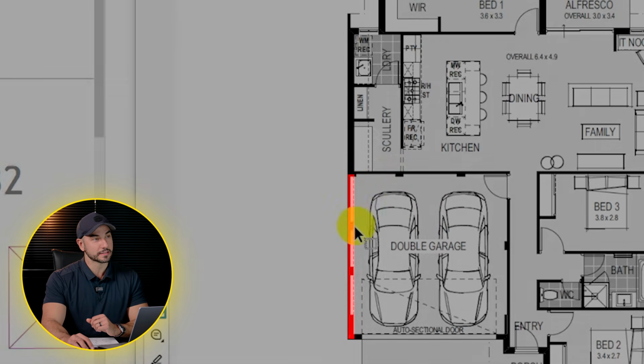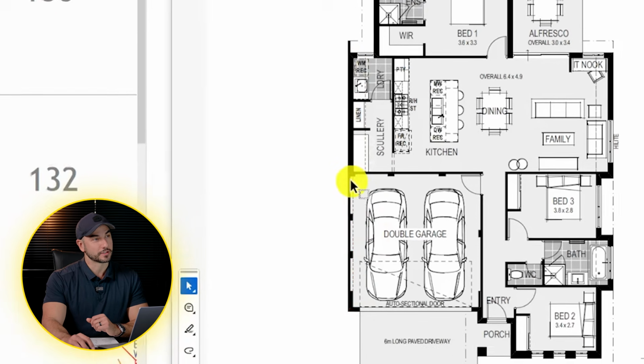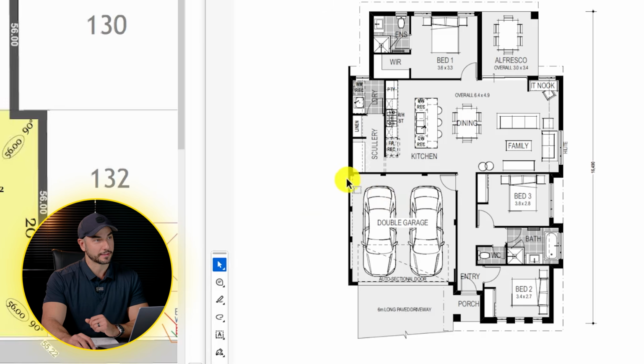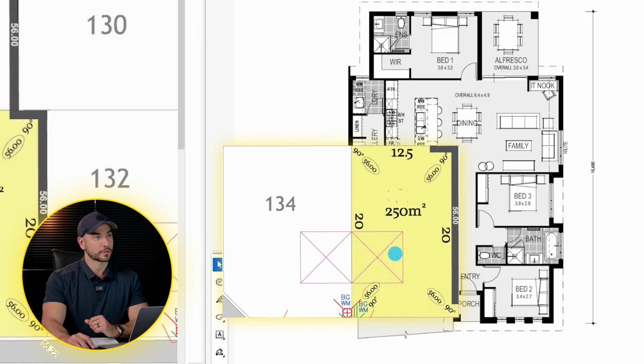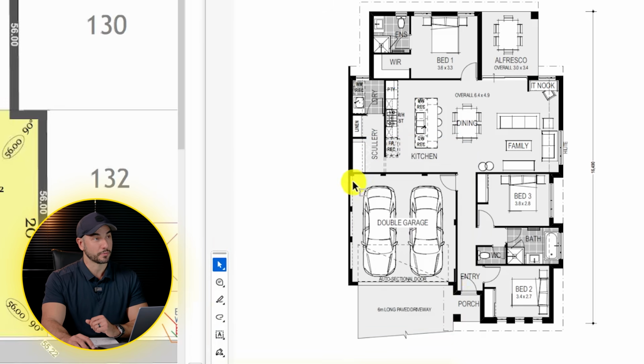So you can imagine this wall here, this is on the boundary. So we can't put a door on this left-hand side because that's the neighbor's lot, and there is nowhere else for us to actually put an access point for the garage into the backyard. That is the first downfall of this design and why it doesn't really suit.